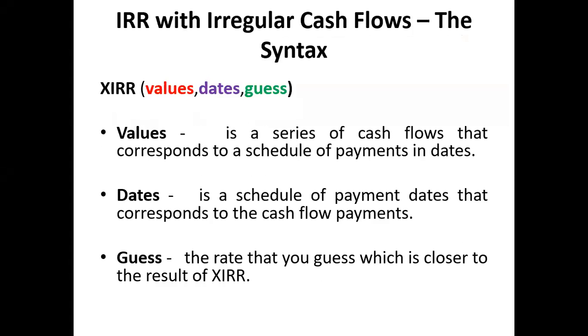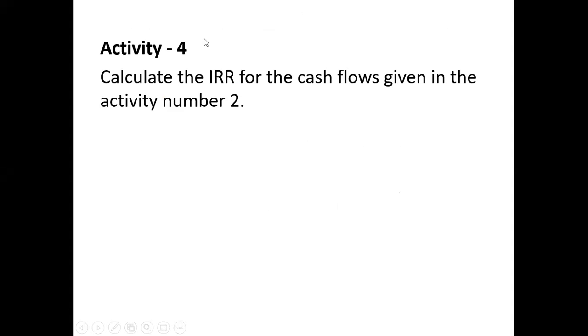So how do we compute the IRR in the presence of irregular cash flows? All you have to do, similar to the case of NPV where you took XNPV, is take the XIRR here. Most importantly, the cash flows have to be selected and the corresponding dates must be selected. That's all you have to do, and then it would generate the IRR.